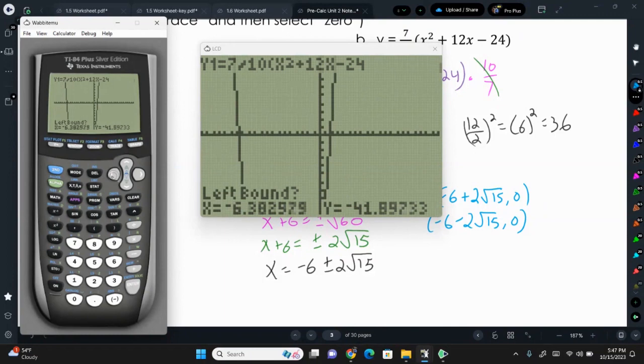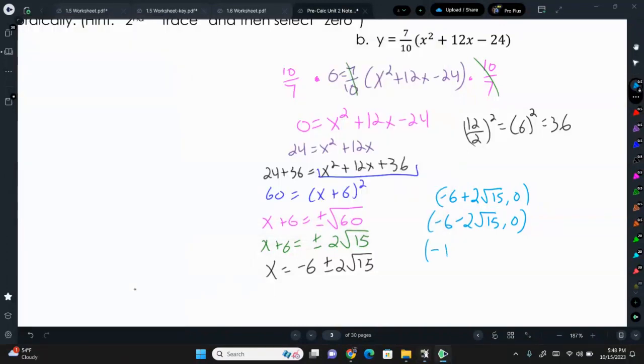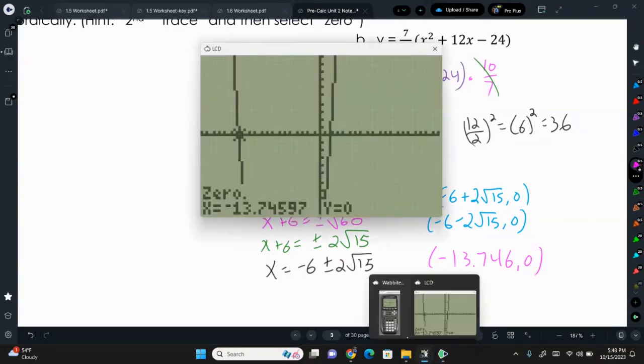So I'm going to go all the way over here. Hopefully I start seeing the cursor soon. Oh, there's a cursor. So I'm to the left of that 0, hit enter. Then to the right of that 0, hit enter. And we get negative 13.745. So we're going to round that up to 13.746. I'll use a different color. Negative 13.746, comma 0.